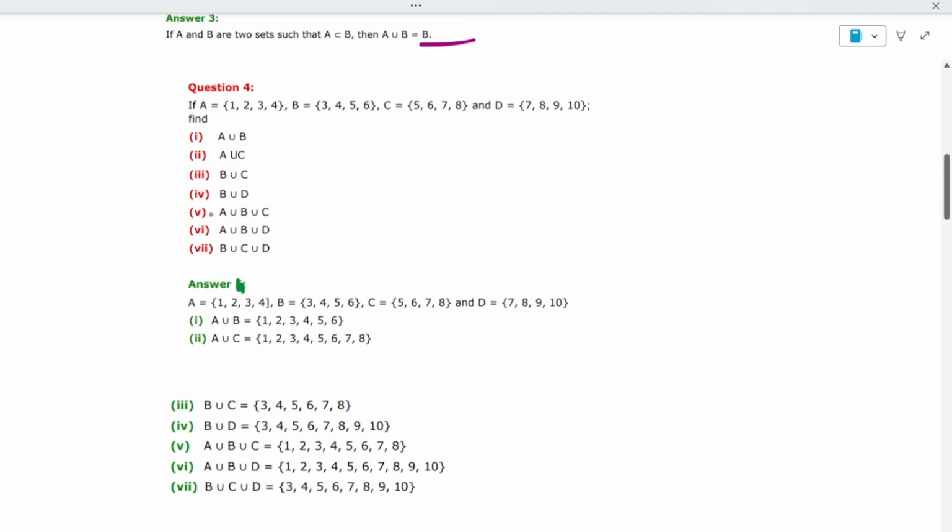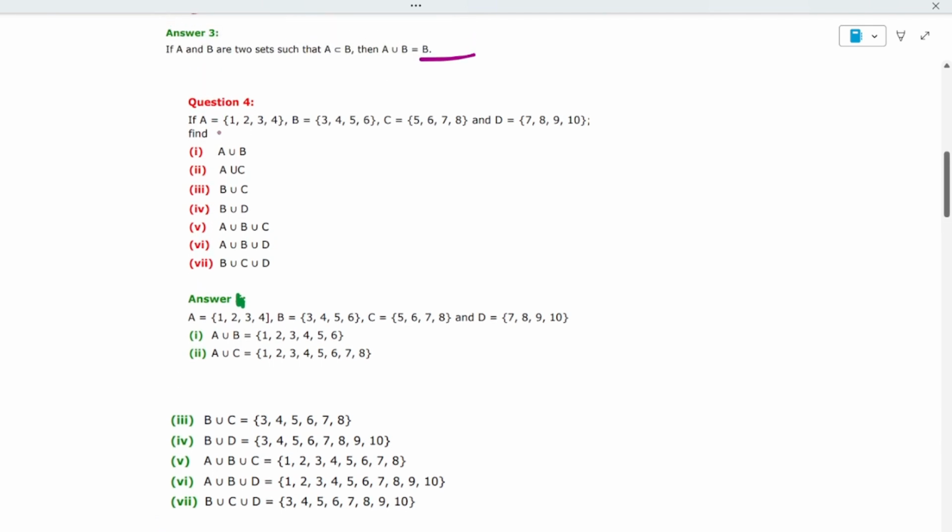Now let's see the fourth question, that is A is equal to {1, 2, 3, 4} and B is equal to {3, 4, 5, 6}. C is equal to {5, 6, 7, 8}. D is equal to {7, 8, 9, 10}. See, A union B: 1, 2, 3, 4, 5, 6. Don't repeat 3, 4. And the same way you have to find till B union D.